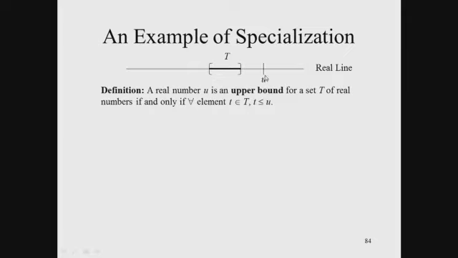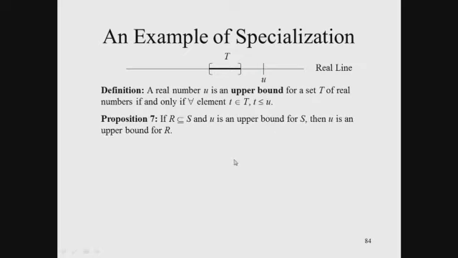This number U is an upper bound because all the elements in this set T are less than or equal to U. Is this an upper bound for the set? Yes, all the elements in T are below this point. Is this an upper bound for the set? No. Is this an upper bound for the set? No. All of these are upper bounds for the set.